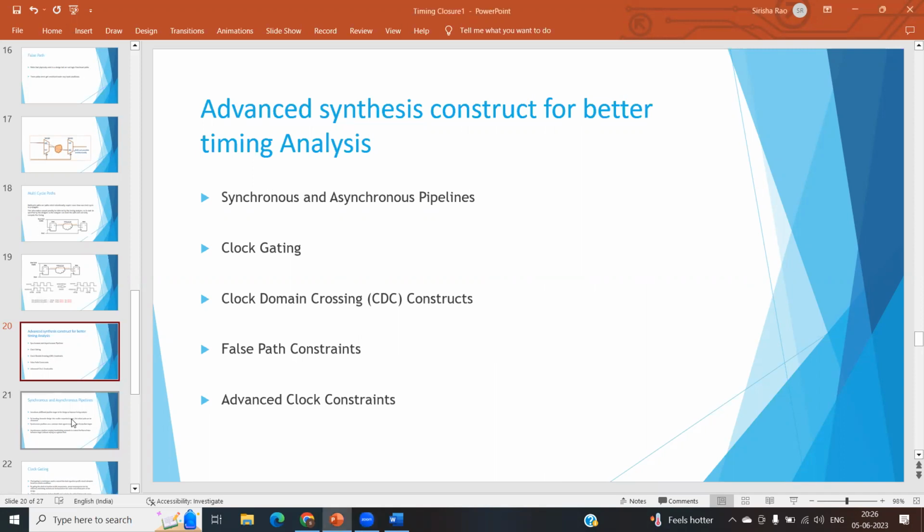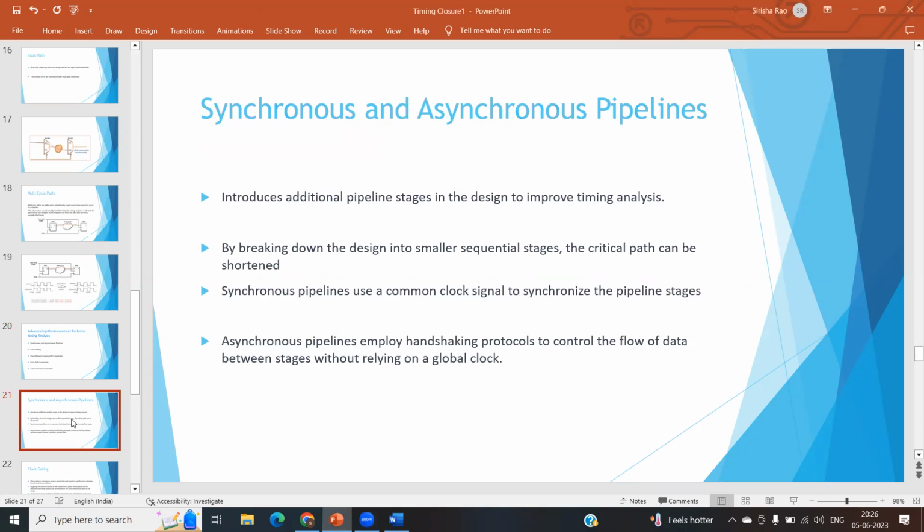The first one is synchronous and asynchronous pipelines. These introduce additional pipeline stages in the design to improve timing analysis. Pipeline stages means the design is broken into smaller sequential stages, and by that we can reduce the critical path. Synchronous pipelines use the same clock, whereas asynchronous ones use a handshake protocol to control the flow of data between the stages without relying on the global clock.